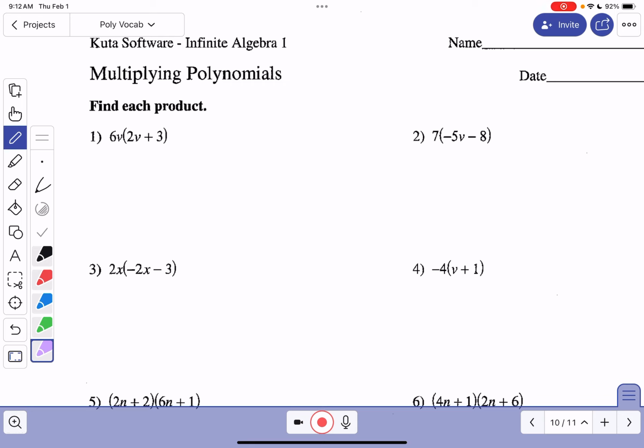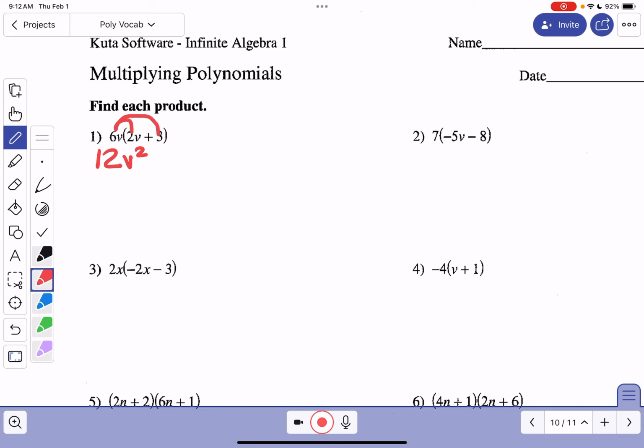So if you have a number on the outside of parentheses, this is a binomial. Nope, that's a monomial. This is a binomial. To multiply those, we just distribute. You know how to distribute. 6v times 2v. 6 times 2 is 12. And v times v is v squared.